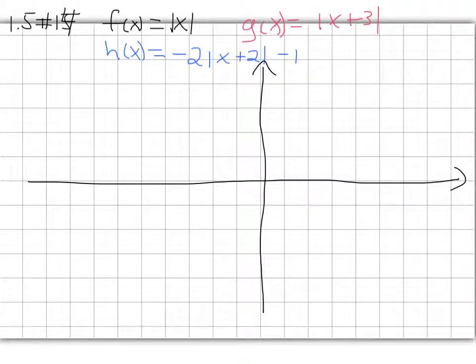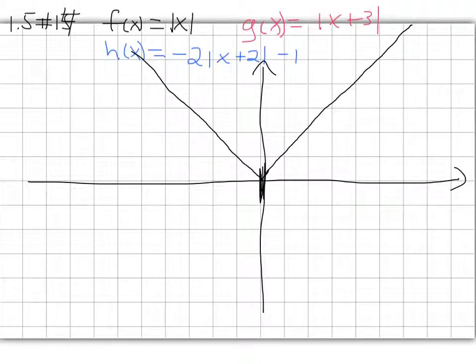Okay. Now, f of x is absolute value of x. This is a nice even function. It has a slope of positive 1 for the positive x values, a slope of negative 1 for the negative x values. Okay, and it goes through the origin. 0 is 0 like that.